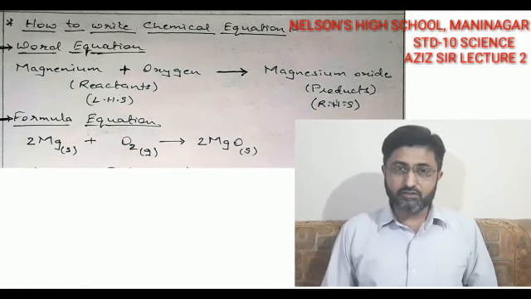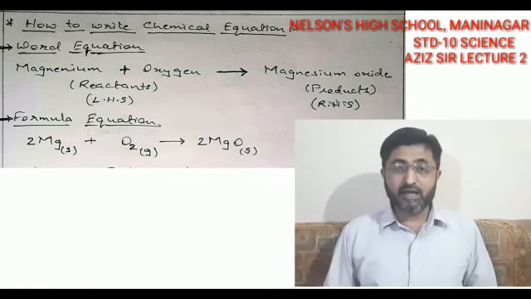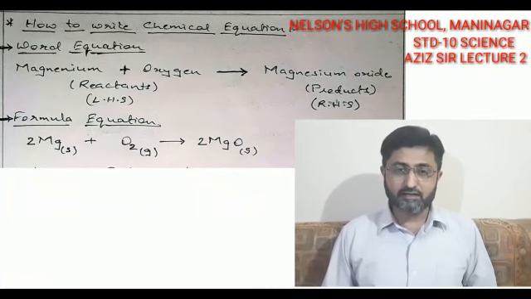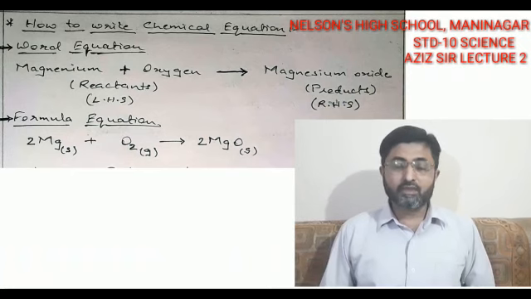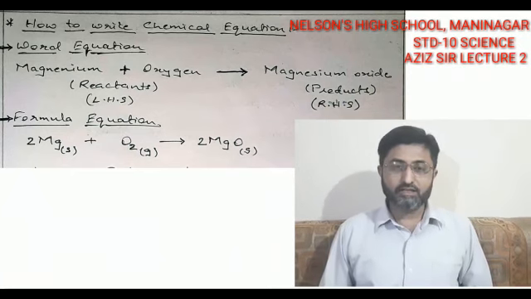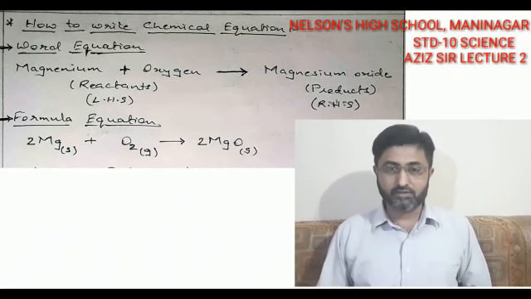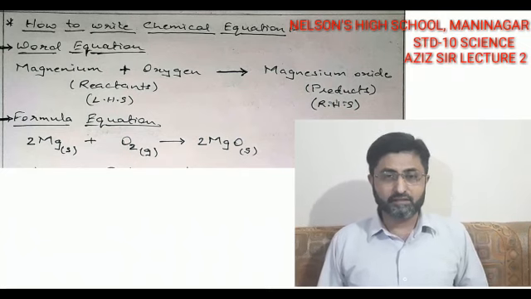Now in the word equation you can see that the word magnesium is written in words, that is alphabets, plus oxygen is written, and the arrow sign is shown. Two reactants are shown, that is magnesium plus oxygen, and the arrow sign is shown and the product is shown on the right hand side, that is magnesium oxide. So 3-4 things we need to notice in this.